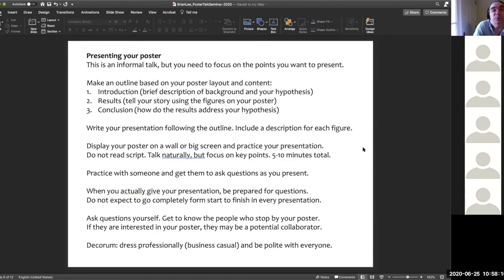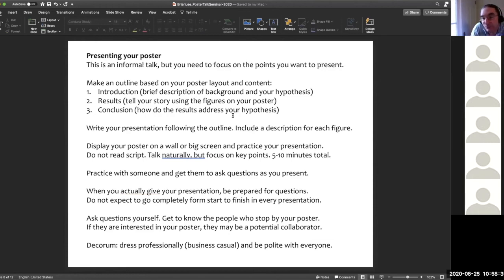Okay, so presenting your poster. We've gone through some of this already, so I'll go through this quickly since we're running a little late on time. Again, this is an informal talk, but when you prepare to give a poster, you want to focus on some of the key points that you want to make sure you get over to your audience.